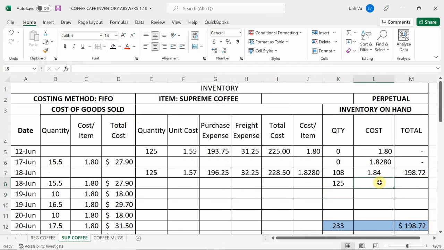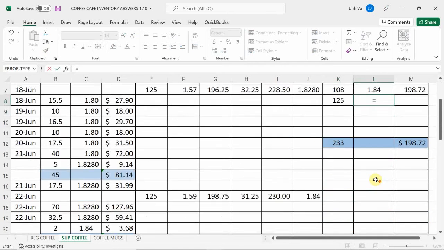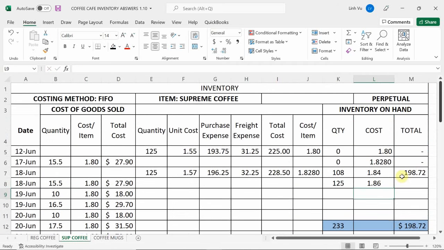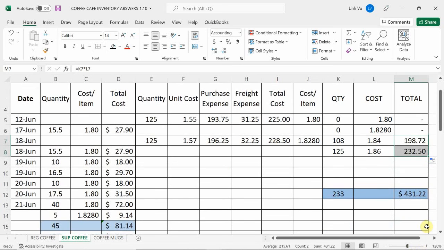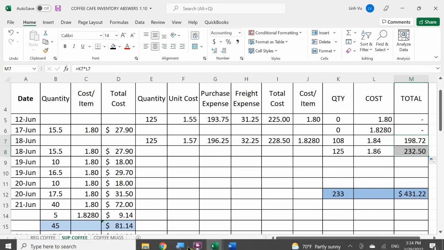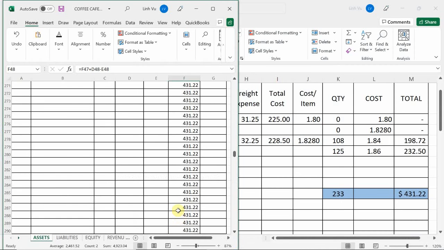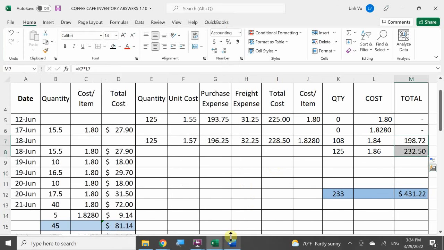So in this case, if I plug in my new batch of inventory for 125 at $1.86, that should give me my grand total of the 232.50. So I should have 233 units at a total of $431.22. Let's see if that matches. In this case, yes, $431.22 does match. Okay.